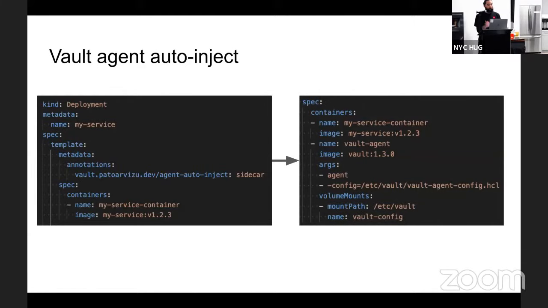If you add that annotation, the auto inject webhook, you can either inject it as a sidecar, that is, a long-lived sidecar that listens on a local port, and then your application can talk to it on localhost, or inject it as an init container that will authenticate, fetch a Vault token, drop it in a node location, and then the main container can use that to authenticate. So when you add that annotation, even if you just have your My Service container there, when the pod gets created, the webhook will automatically create the Vault agent with the right version that you specify, and the configuration and mounts and whatnot.